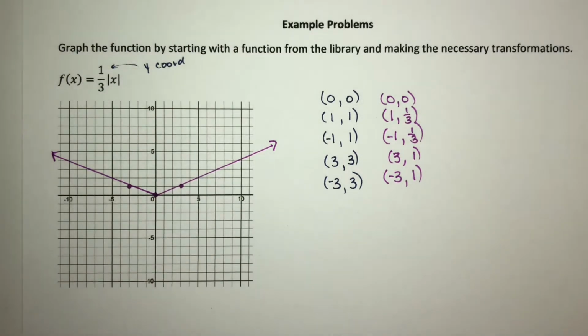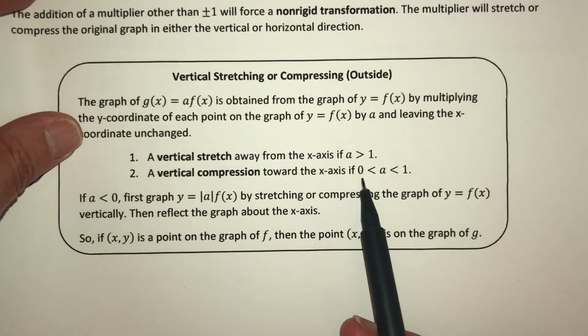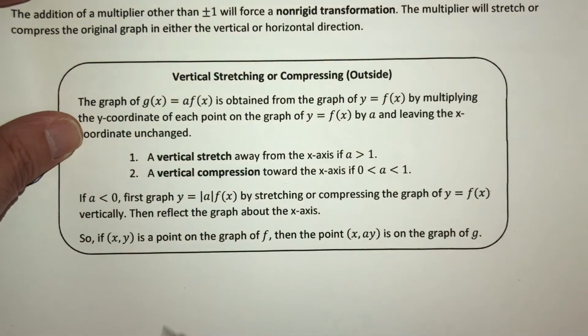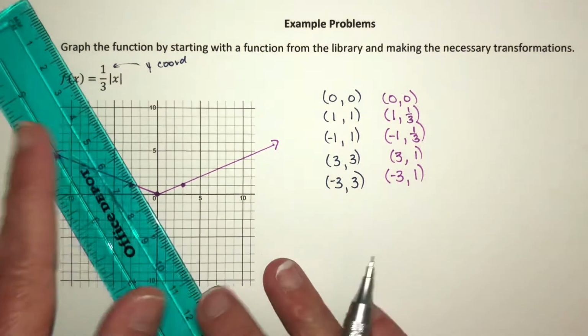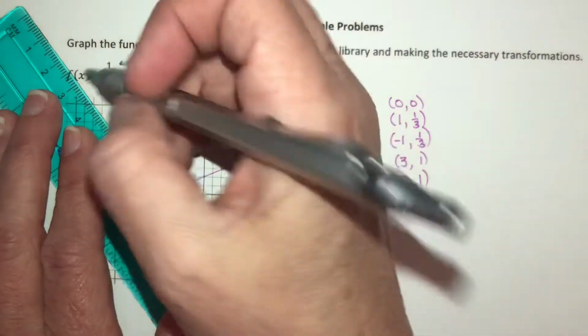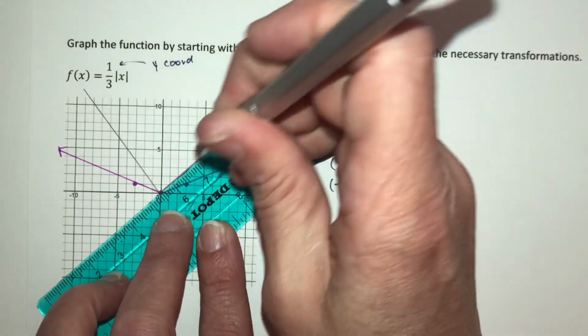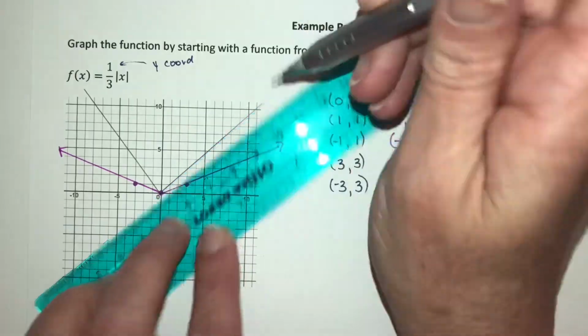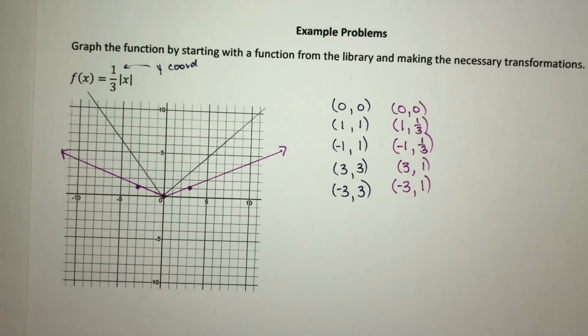Okay, now if you go back to where we defined a vertical stretch and compression, here we're multiplying by 1/3. 1/3 is between 0 and 1, so we should be compressing it vertically. And if you imagine taking the regular absolute value function, which would, draw it in real quick, look like this, you can imagine somebody coming in vertically and squishing it down to get our new graph. That's where this terminology is coming from.